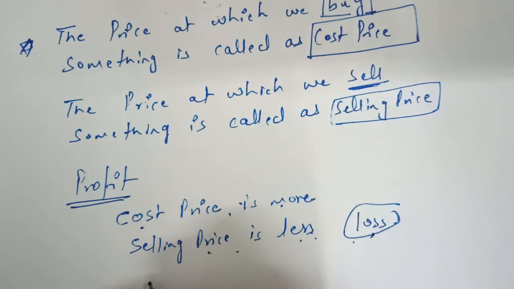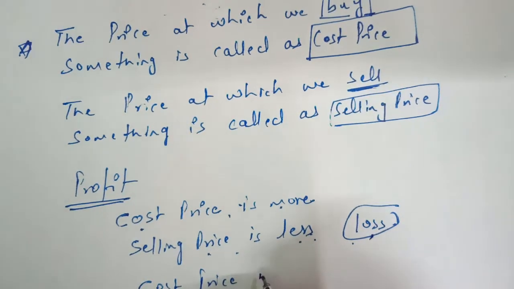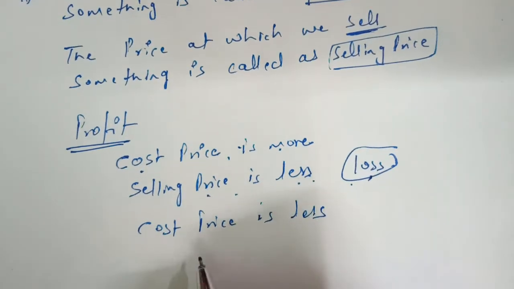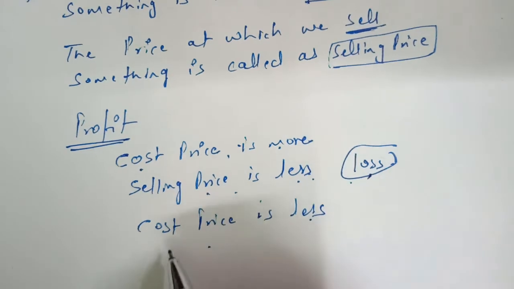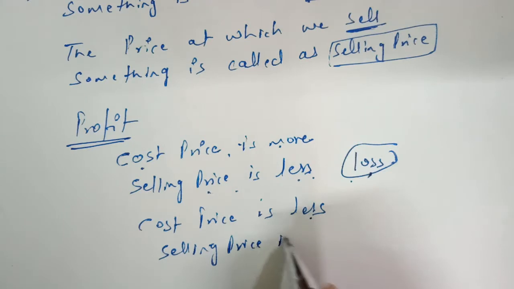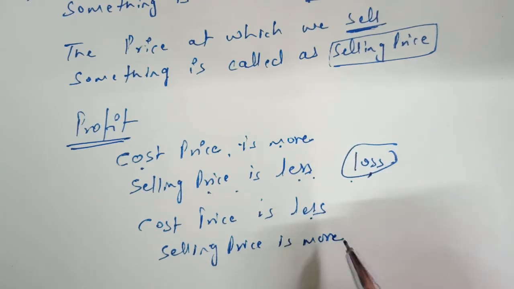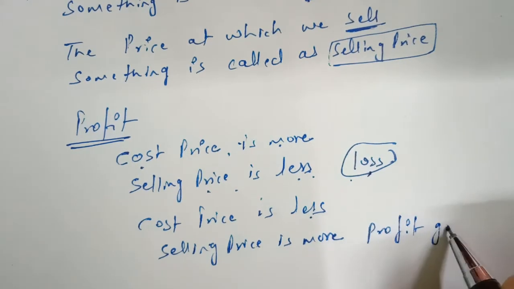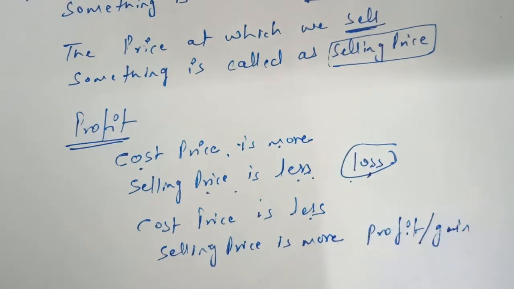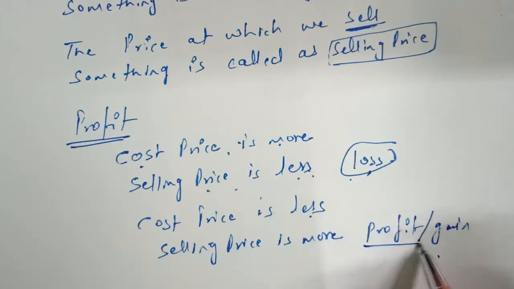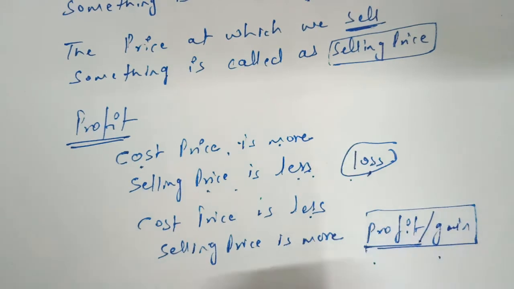But if the cost price is less, it means he bought that article at less amount and he sold it to the customer at more amount, then he gets a profit or gain. So first we are taking profit.